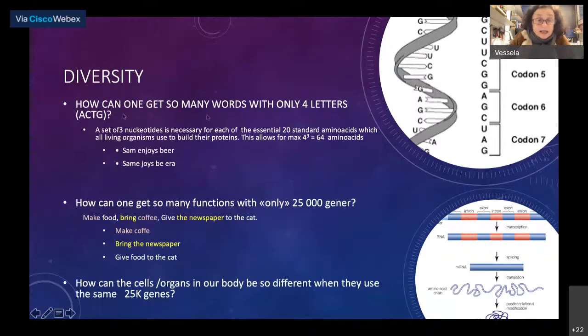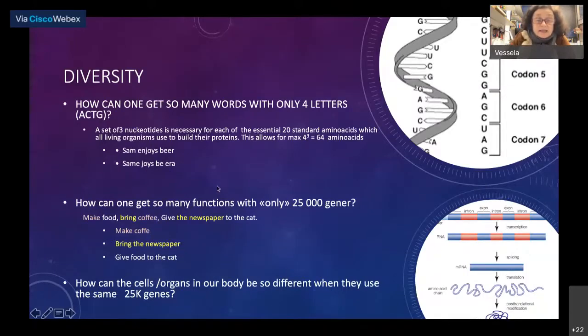So in that sense, one can make different sentences. I've tried to make a little example here: if you take a sentence like "Sam enjoys beer," and then have a slightly different reading frame, you can have "Sam joys beer," or something like that. This creates diversity. At the same time, as I will show later, when a mutation occurs, this can actually create a lot of problems, and that could be a disease-causing change of the meaning.